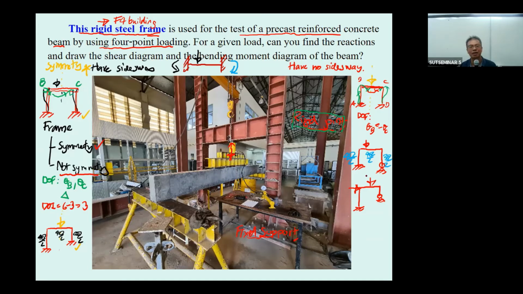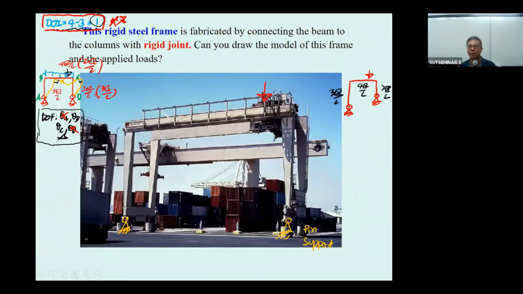Okay, and then that's fixed. You may have fixed-pin or pin-fixed whatsoever. And the last one, you may have the problem with the pin, equal column and non-equal column. That's going to be the scope of this second part of moment distribution. And I'd like you guys to do this kind of practice.